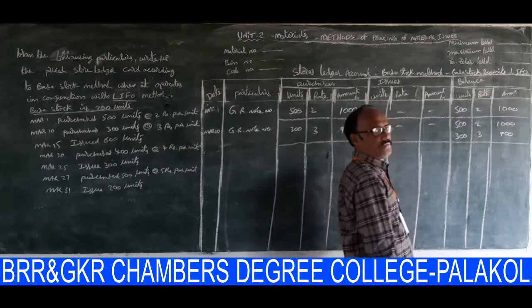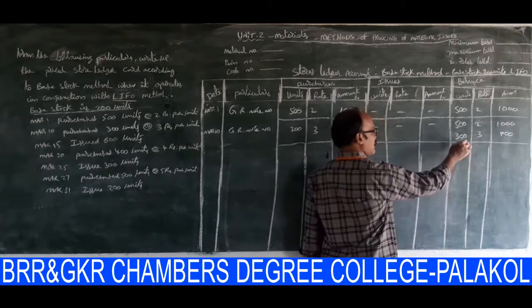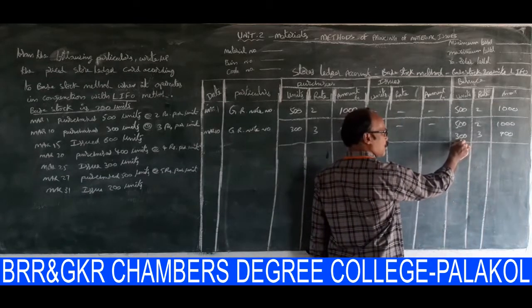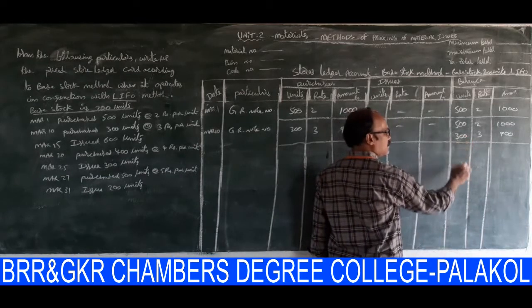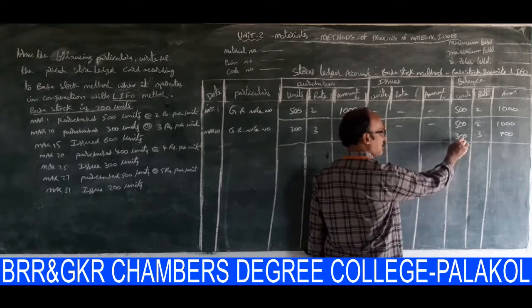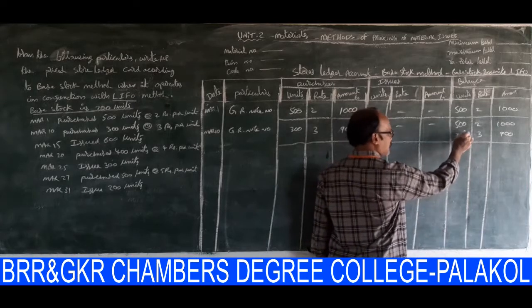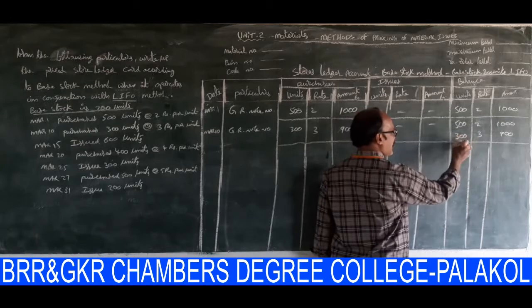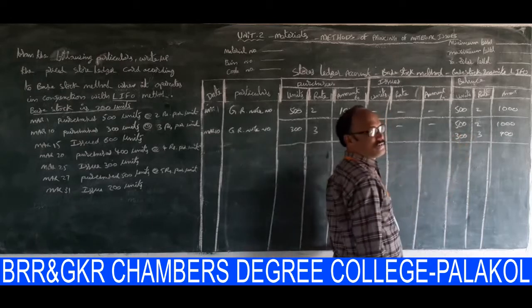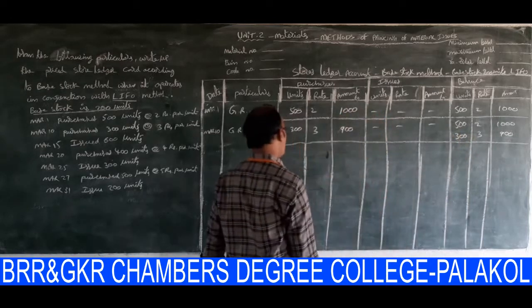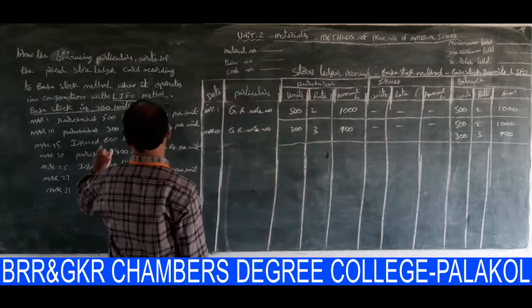Okay, for issue, the remaining 100 units are eligible to issue. Okay, 100 units are eligible to issue from this only, because from this 200 units are maintained as base stock. Okay. Right. Look at the next one.